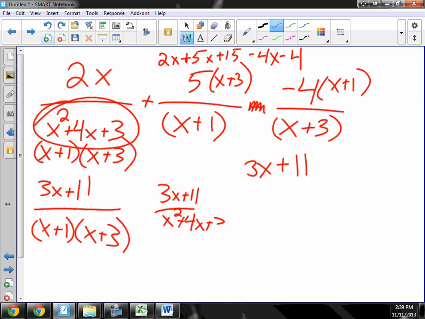Now, just to humor me, let's suppose that instead of 11, it was a 9. Then you can pull out a 3. 3 times x plus 3, and those cancel, and my answer would have been 3 over x plus 1.